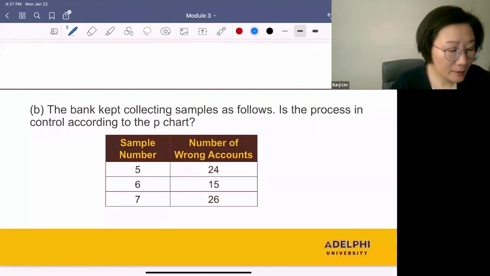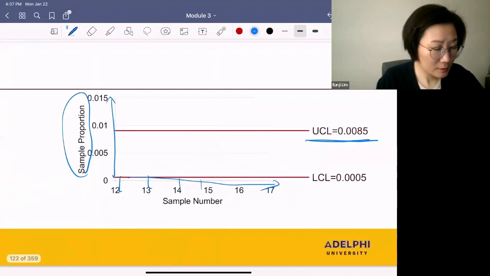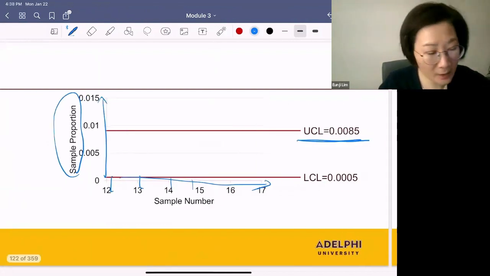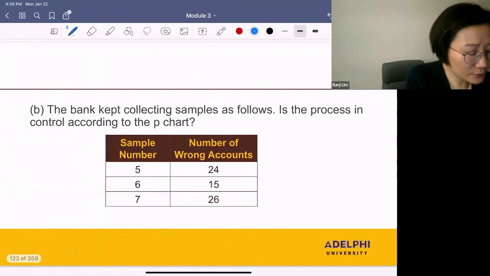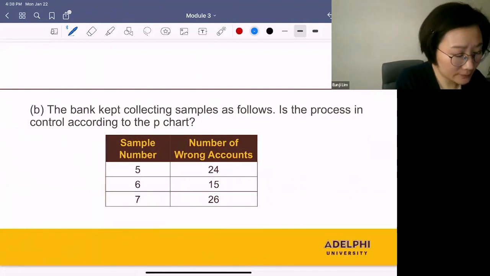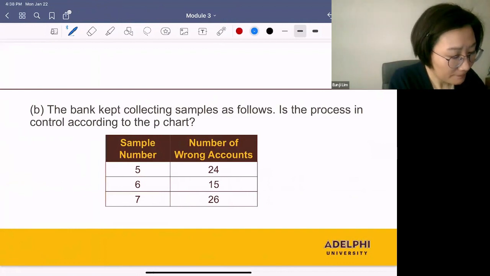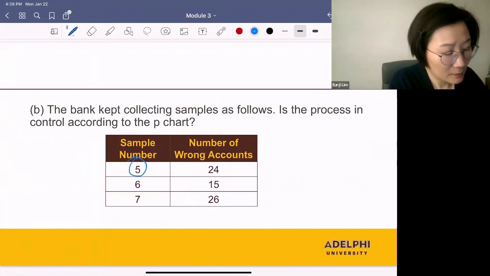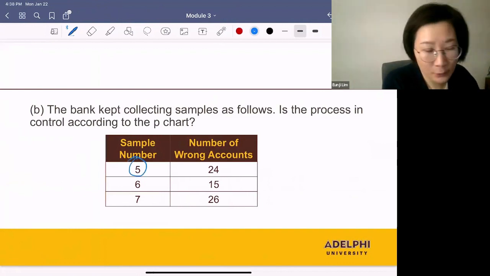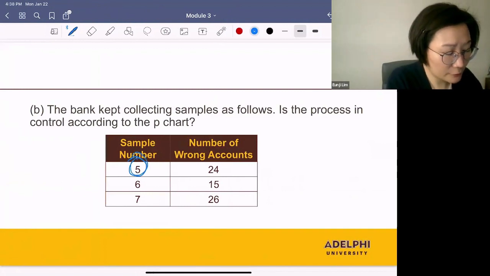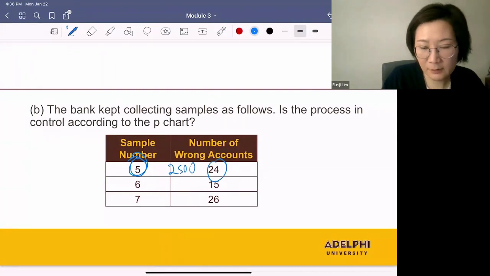B, the bank kept collecting samples as follows. Is the process in control according to the P chart? We already have the P chart. We calculated it in the previous part. So you want to use this chart to make a decision. So we kept collecting samples in the following weeks. In the following week, we collected 2,500 accounts. Of these accounts, 24 of them were defective.